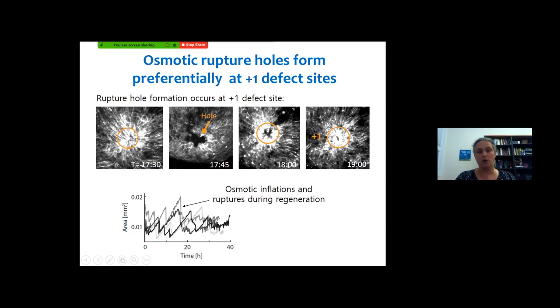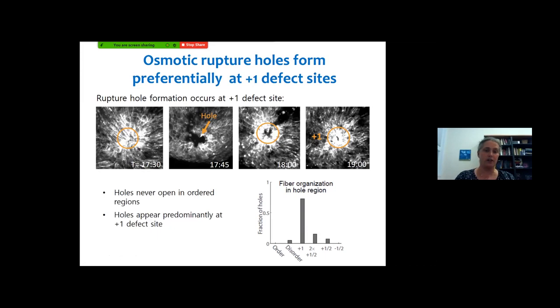And when we look where these holes are forming, we see that they form predominantly at the +1 defect site, as you can see in this image sequence. So there's never any holes that are formed at the ordered regions. All the holes appear at these +1 defect sites, indicating the special mechanical environment at this region.